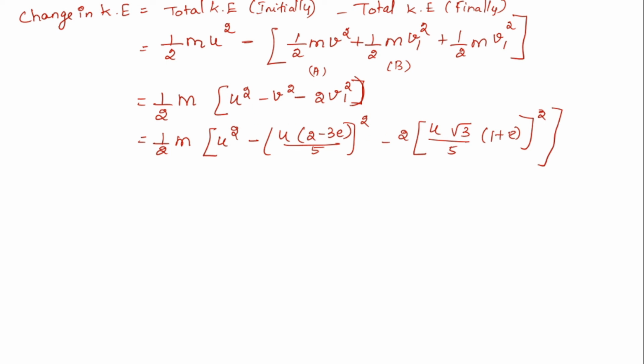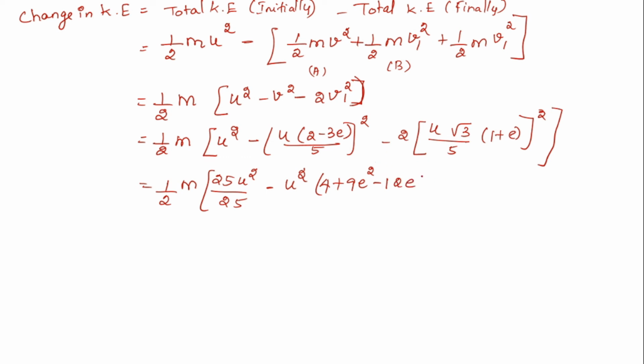In all the terms u is there, and when you square it, it will be u square. So half into m into, the denominator will be 5 square, that is 25, so multiply the numerator and denominator of the first term by 25. It will be 25 u square divided by 25, which does not change the value, minus u square into (2 minus 3e) the whole square. That is a minus b the whole square, so 4 plus 9e square, that is a square plus b square, minus 2 into 2 into 3, so 2 fours are 4, 4 threes are 12e.